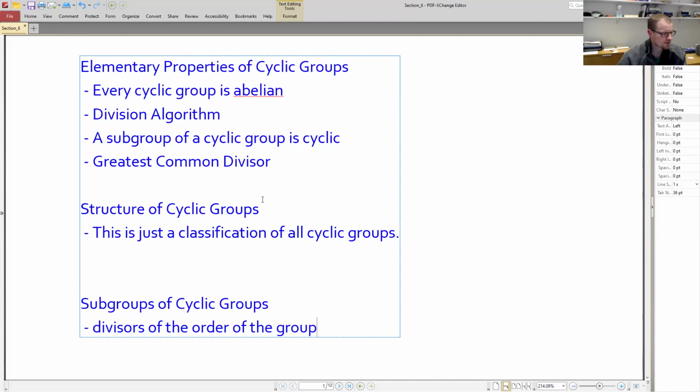All right, and that's going to allow us to draw some nice diagrams called subgroup diagrams. Here's what the group is, and then you can split that off into what the subgroups are. So that's essentially all that we're talking about in this section.